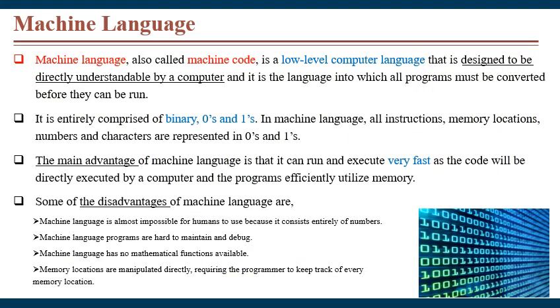Machine language, also called machine code, is a low-level computer language that is designed to be directly understandable by a computer, and it is a language into which all programs must be converted before they can be run. It is entirely comprised of binary zeros and ones. In machine language, all instructions, memory locations, numbers, and characters are represented in zeros and ones.